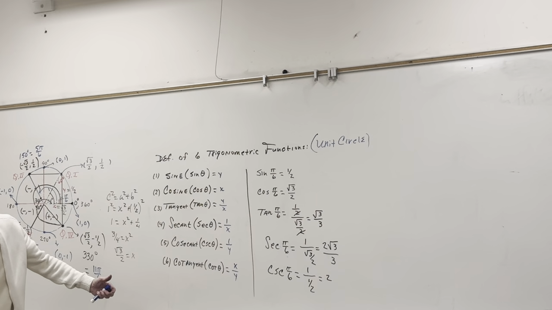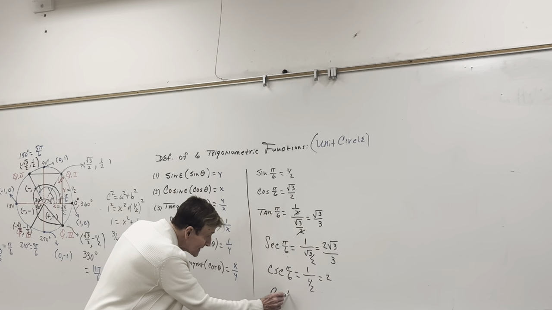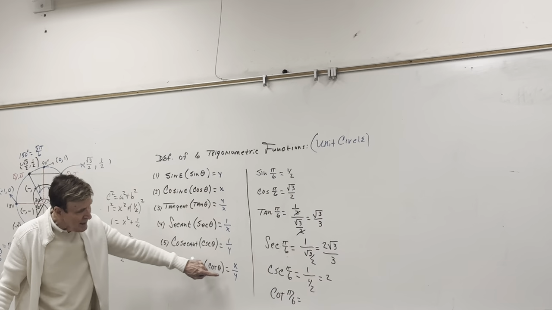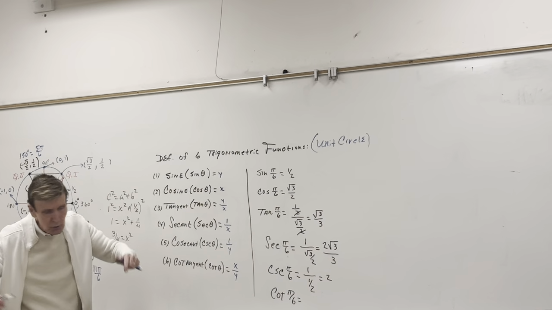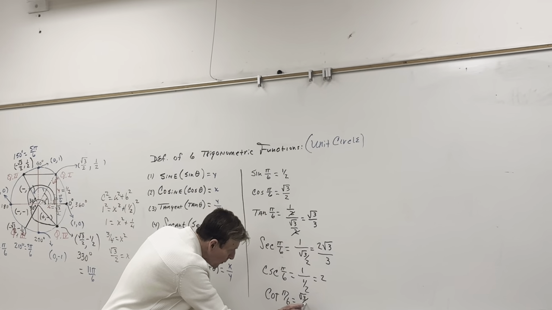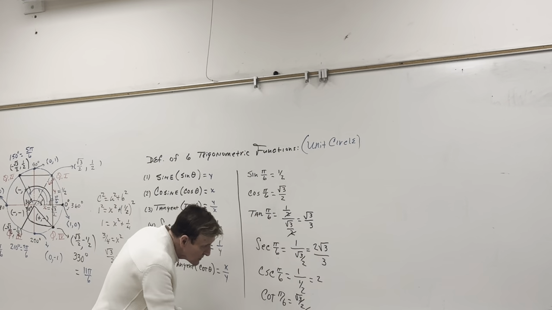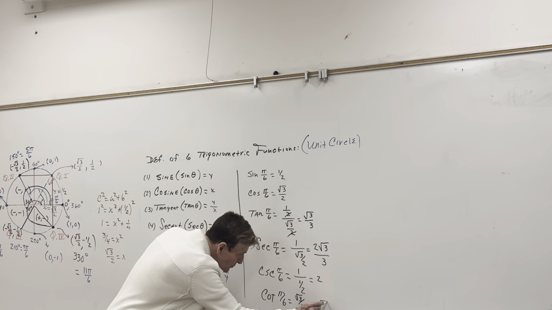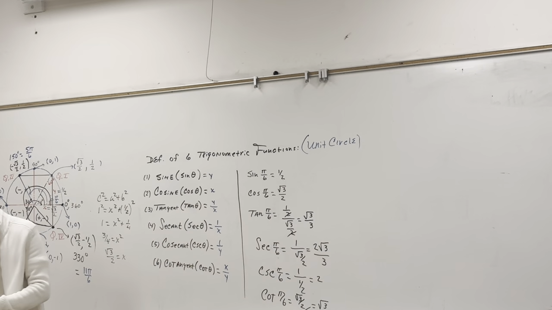There's only one left. What was it? Cotangent of pi over 6. Cotangent says please place the x over the y. I think the x was radical 3 over 2. And place that over, let me squeeze it in here, over what, 1/2? And this was easily done. The 2's will cancel. Looks like it's radical 3. Wow. Do we have all 6 done?